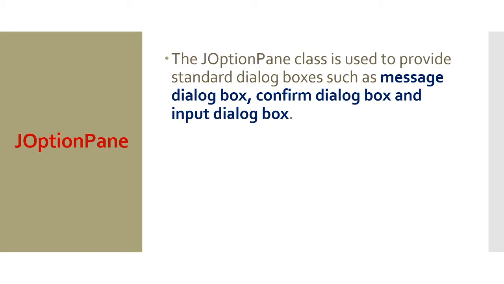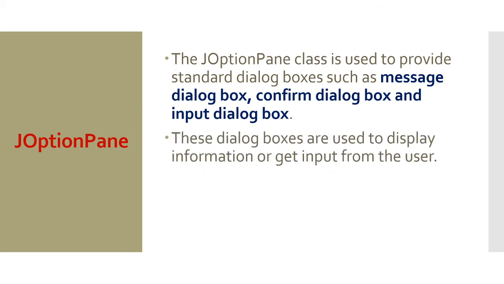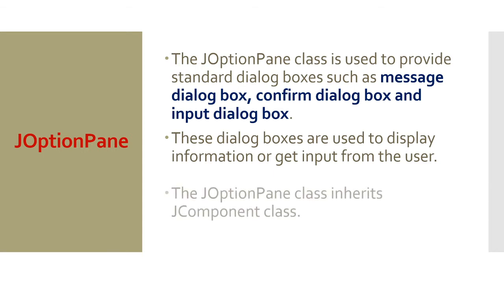It is used to provide standard dialog boxes like what you see in different websites and software, wherein there are alert messages and pop-up messages. So you can do that in Java programming using JOptionPane. These dialog boxes are the message dialog box, confirm dialog box, and input dialog box. They are used to display information or get input from the user.